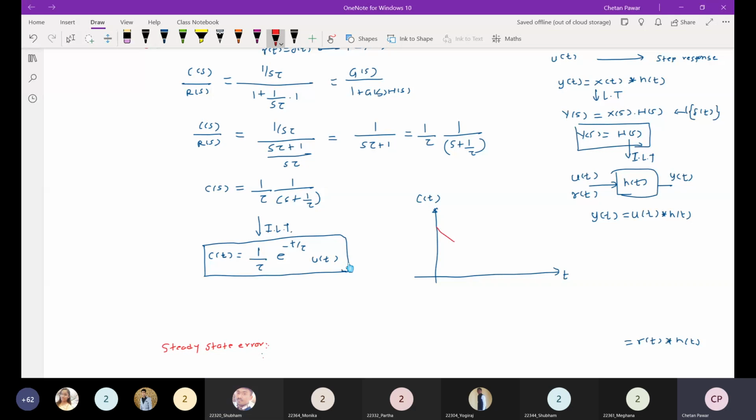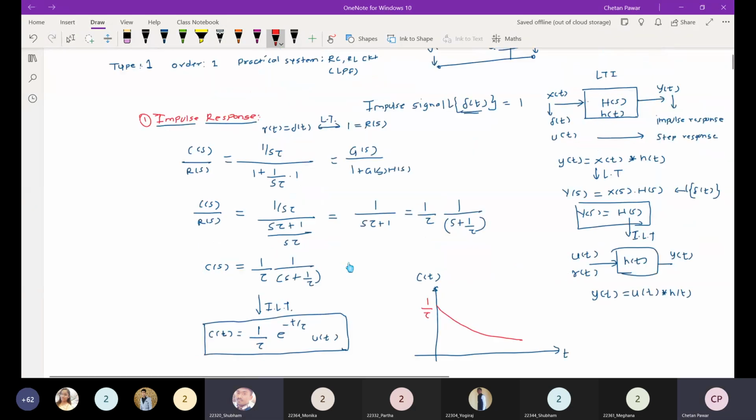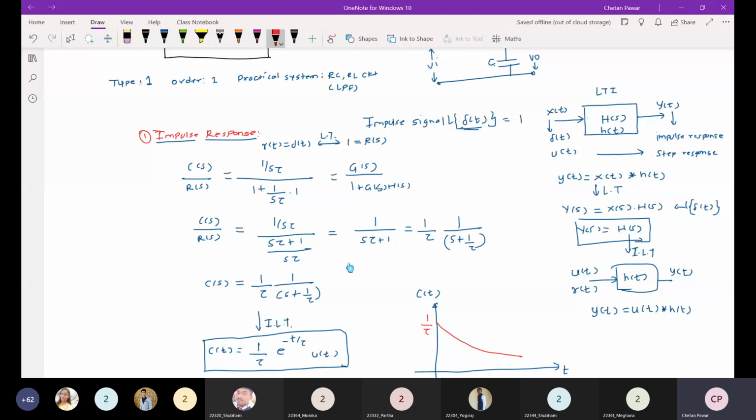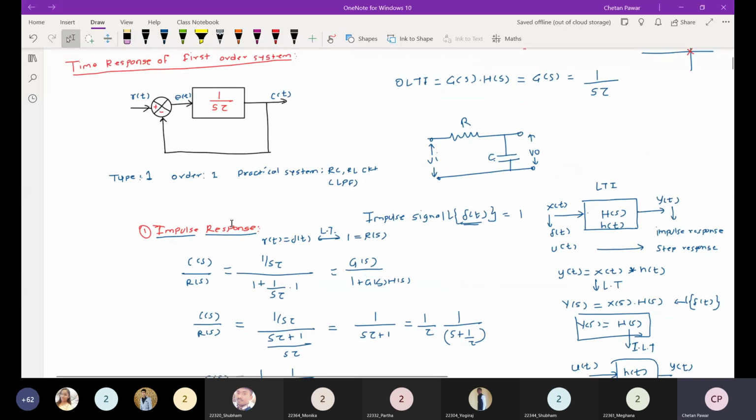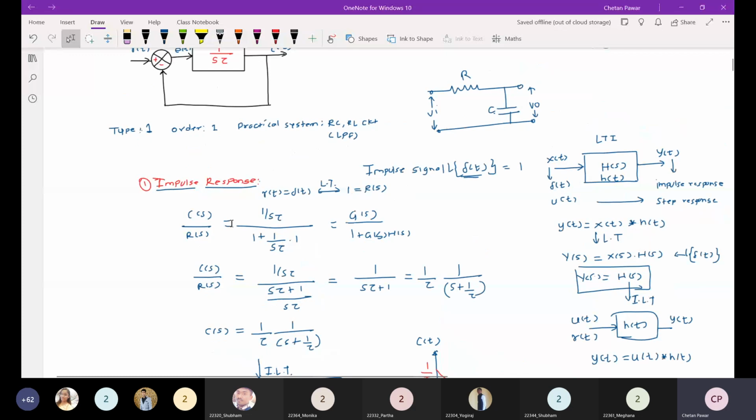Excuse me, sir. Why did you take that R of S as 1? Because here R of t is delta of t, right? So the Laplace transform of delta of t is equal to 1. That is R of S, the Laplace transform of R of t. Okay, because I am applying the impulse signal as input to the system to find out the impulse response.